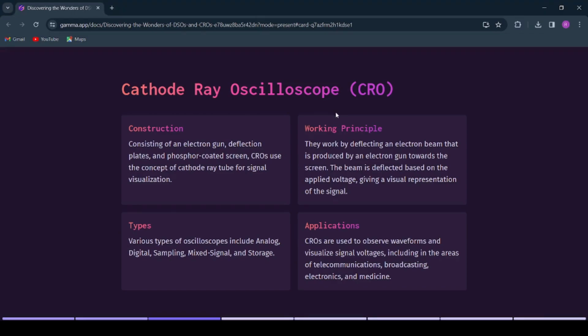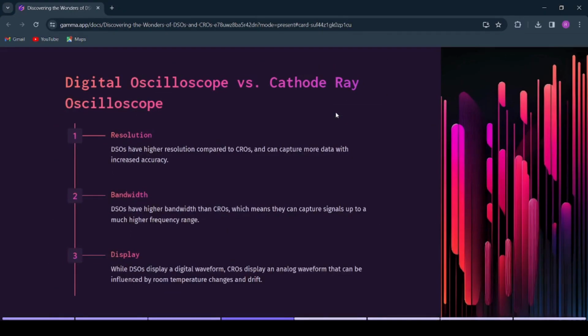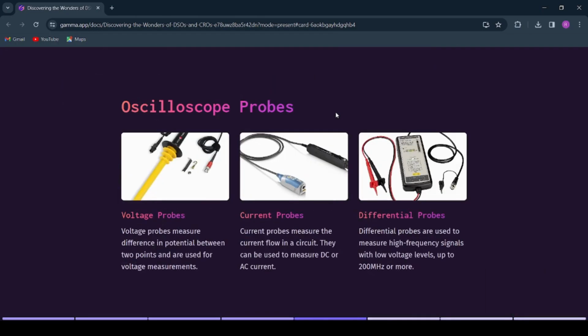Now we'll get into what the slides are showing. Here I have mentioned the difference between the DSOs and the CROs. First of all, if you talk about resolution, the DSOs have a higher resolution as compared to the CROs and can capture more data with increased accuracy. Now if you talk about bandwidth, the DSOs have a higher bandwidth as compared to the CROs, which means they can capture signals up to much higher frequencies.